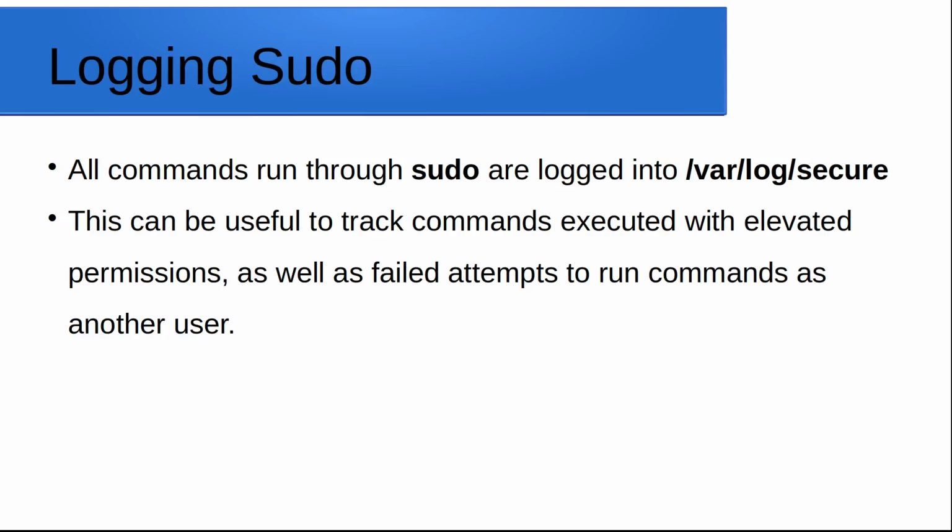So I mentioned everything's logged, right? It's logged to var log secure. All the commands that are run through sudo. So this is handy for tracking who did what command. It also tracks, and you've seen this if you tried to run sudo on any system and it said it will be logged, if it was a failed attempt. That gets logged there too. So it's a handy thing to audit if somebody's trying to break into your system, right?